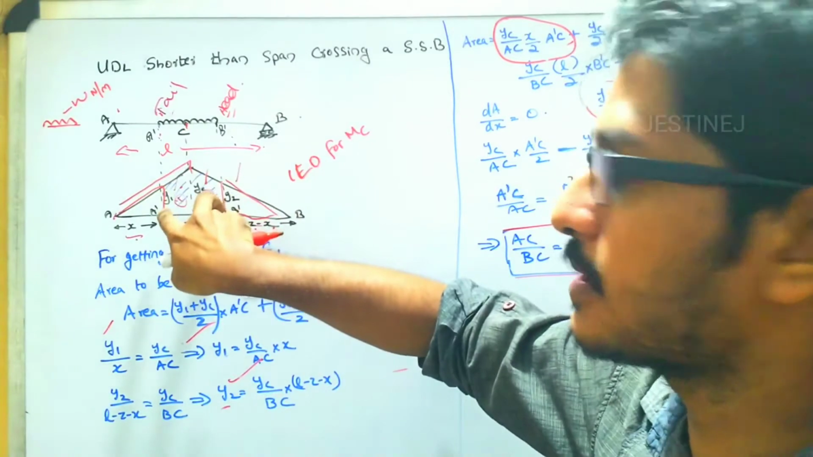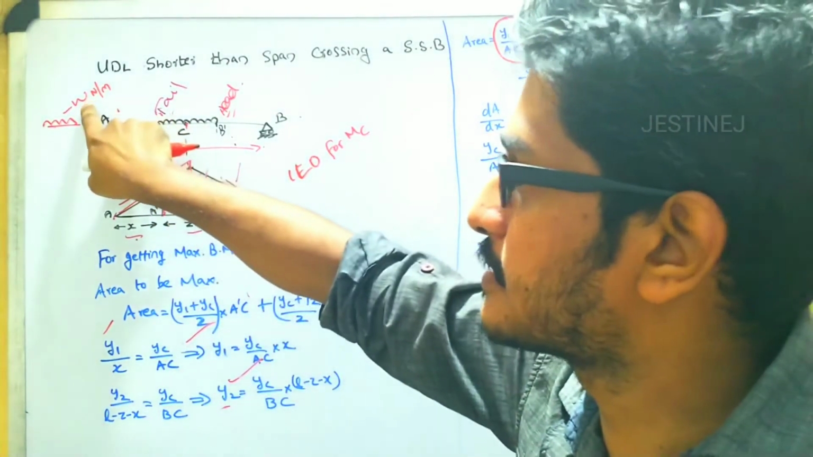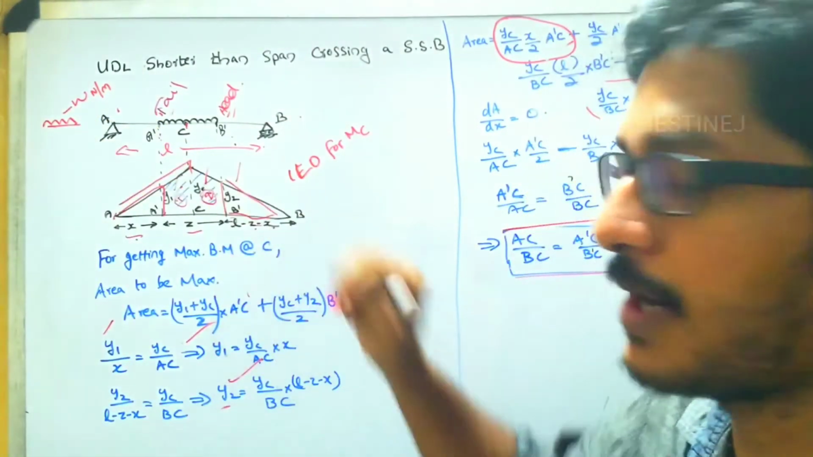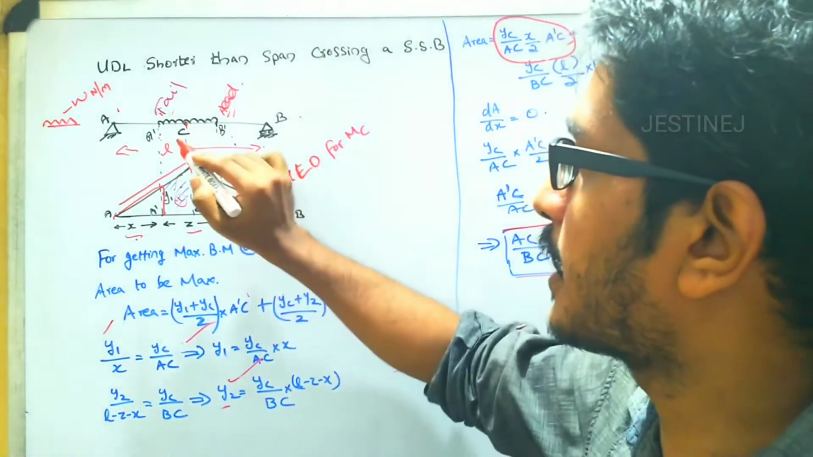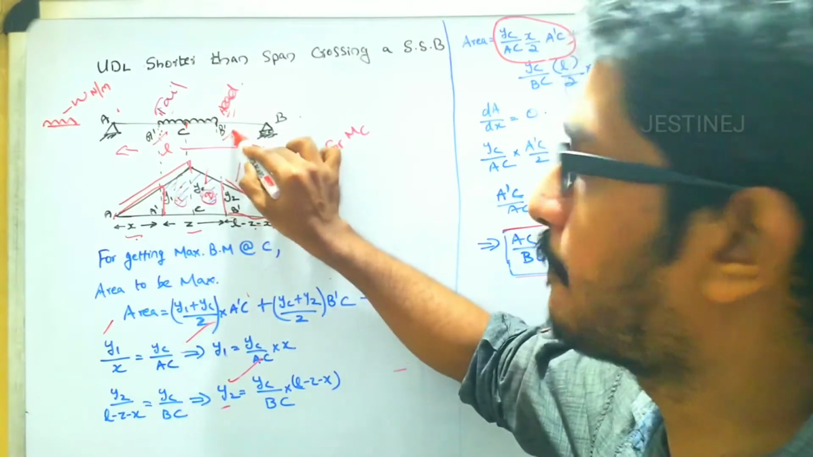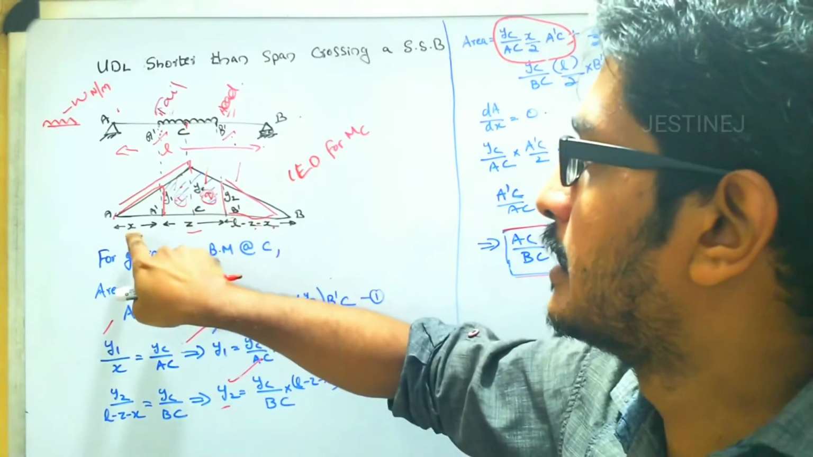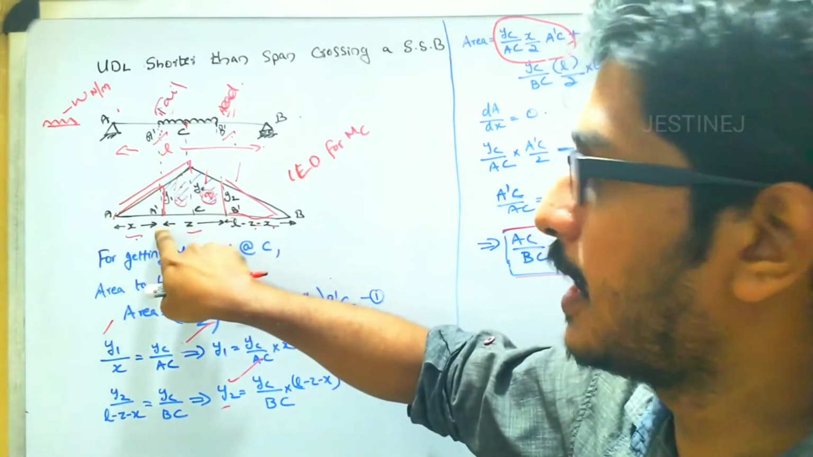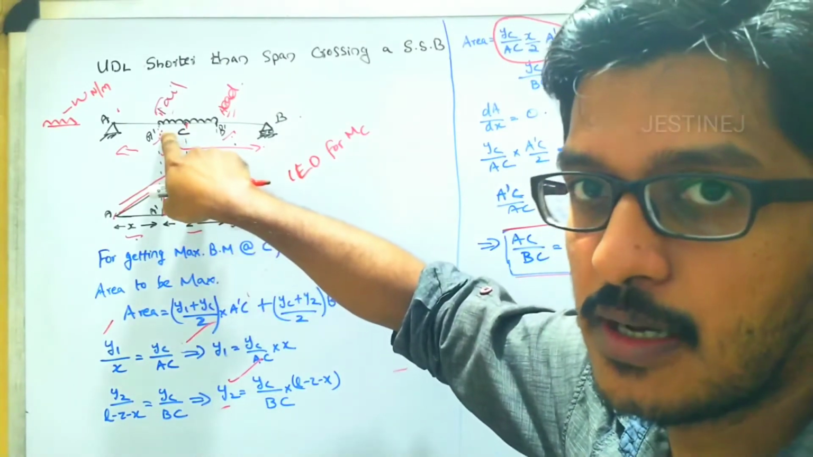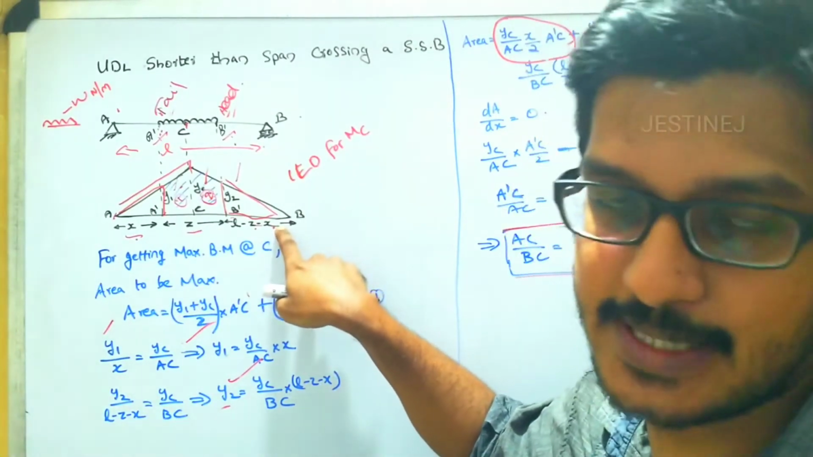The area under this influence line diagram, multiplied with this W, will give the bending moment. So we have to find out the area here. We can mark the tail point as A dash and the head point as B dash. The distance from the support to the tail point will be X, the span length of the UDL is Z, and the remaining distance will be L minus Z minus X.